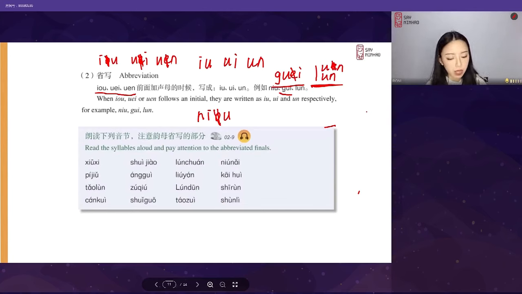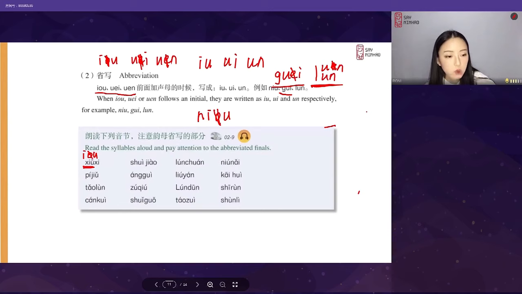Okay. Now, let's try to practice. Try to see which final it is originally. Wood. Okay, so first one is 休息. For 休, actually, you write wood was omitted, wood was removed.